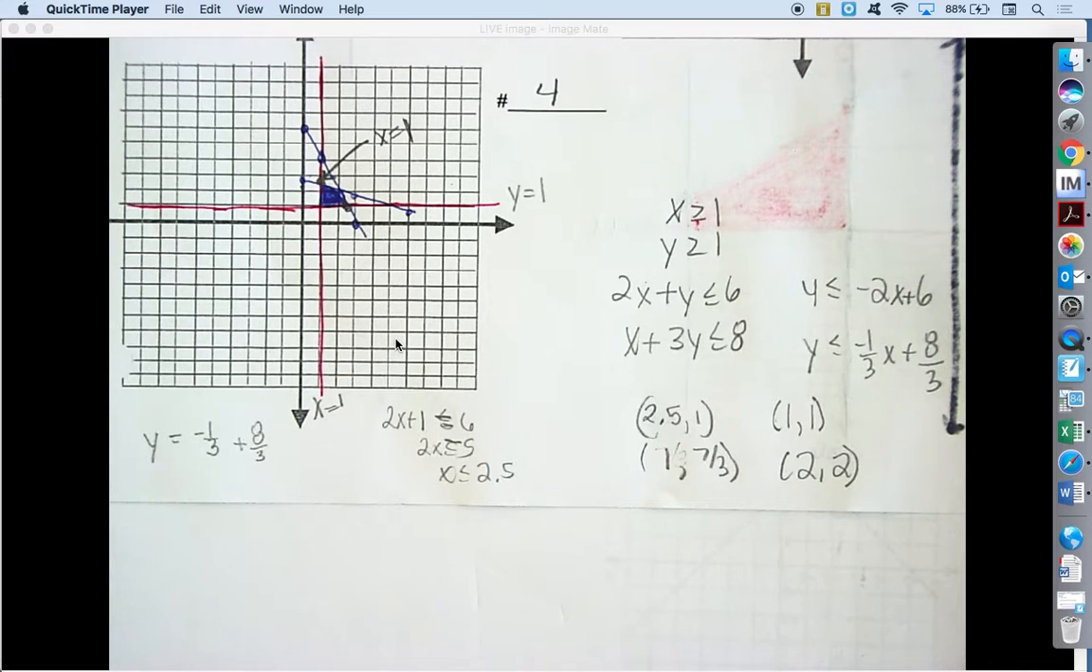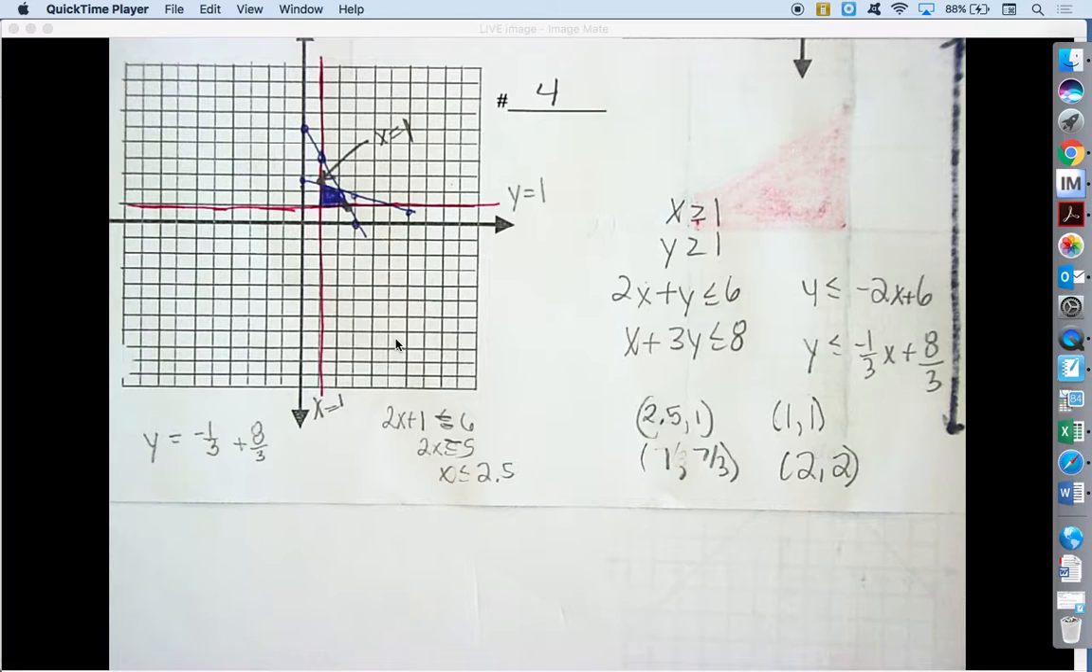Because of that 8/3 being a fraction or a decimal, when you find the lines that intersect, this point here is in between 1 and 2. And then this point here is going to be in between 2 and 3 on my x-axis. So to get to those values, we kind of talked a little bit about this yesterday.